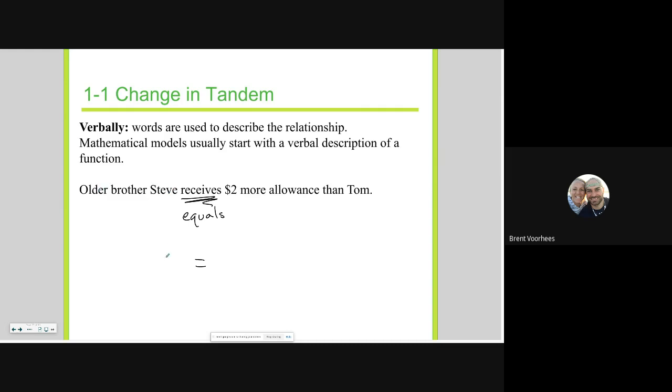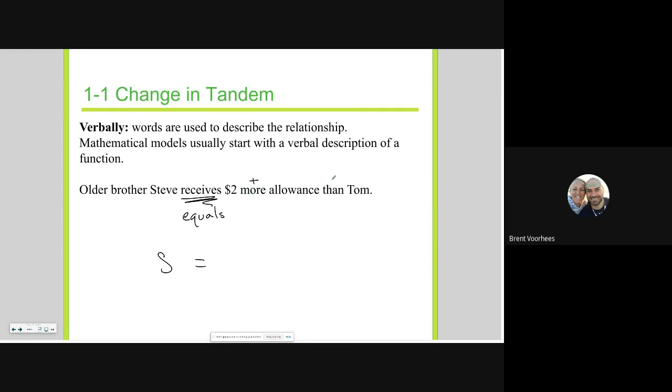So I'm going to use an S. Steve equals $2 on S. Easy. That's a number. It's going to be a 2. More. What does more mean? More than? Does more mean add, subtract, multiply, divide, square, cube? Add. Yeah, more means add.